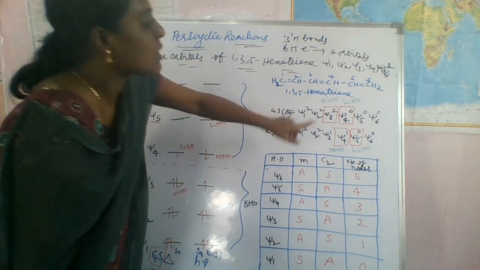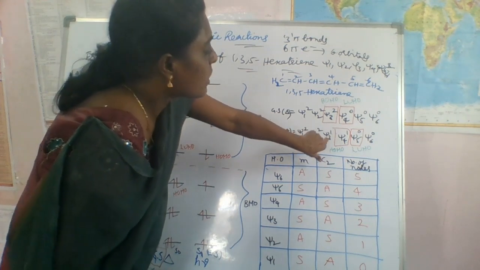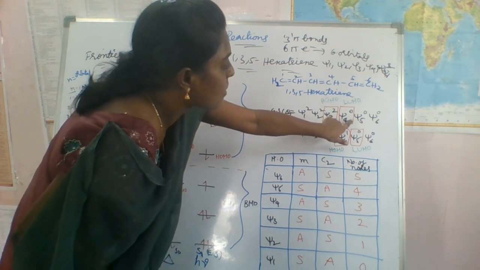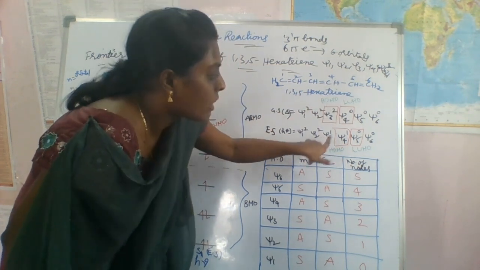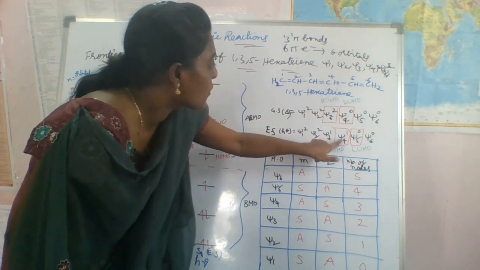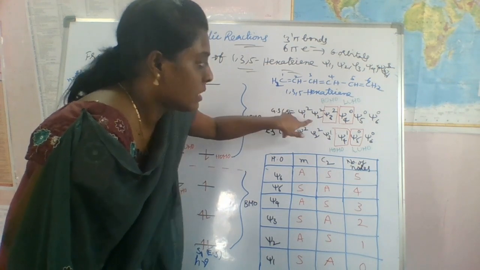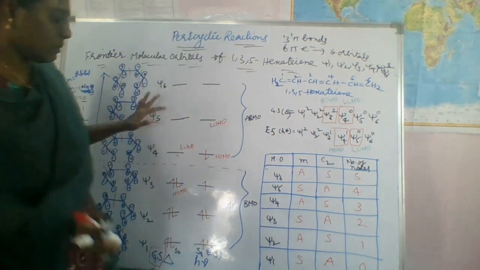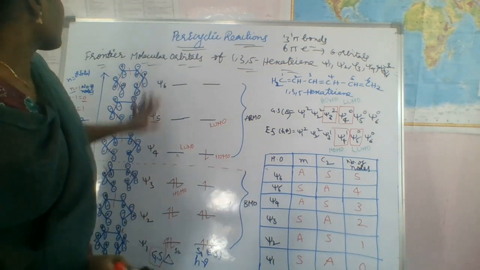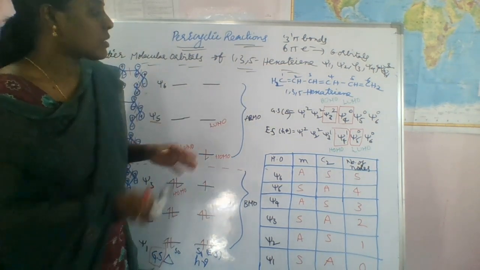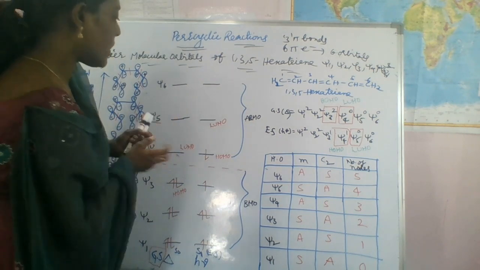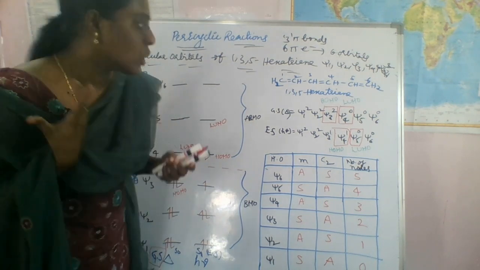What is the difference between the ground state and the excited state? Here one of the electrons gets excited to psi4, so two unpaired electrons are present in psi3 and psi4, but here all are paired up, right? Okay, so next, this is about the molecular orbitals of 1,3,5-hexatriene. Next we have to calculate which one is the HOMO and which one is the LUMO.